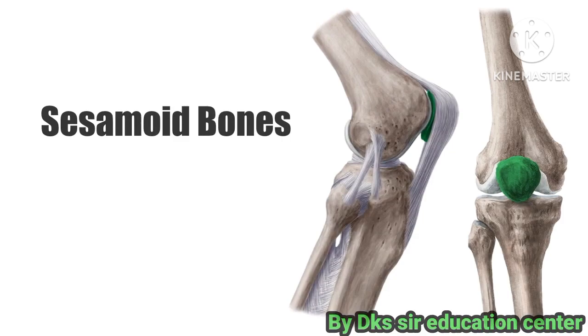Sesamoid bones are found at the end of long bones in the limbs, where the tendons cross. For example, the patella bone in the knee. They protect the tendons from excess wear by developing within the tendon and reducing friction.